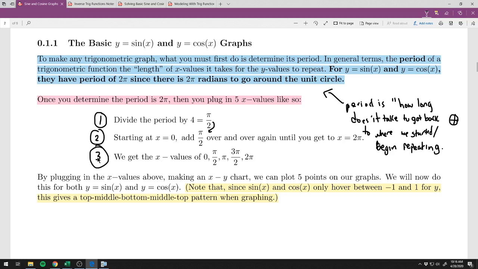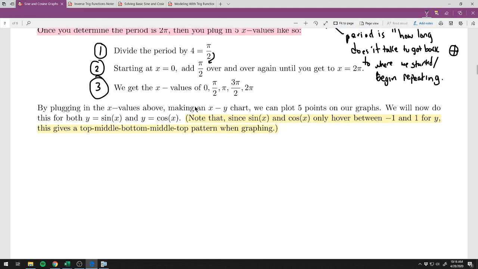And then we get these x values. So what you do is you gather the x values like that, and you make an xy or a t chart, depending on whatever you called it growing up. But whenever you learn to graph something very basic, like a line, you plotted a whole bunch of x values and you got a whole bunch of y values. So we take these x values, 0, pi over 2, pi, 3 pi over 2, and 2 pi. And we plug them into, I'll do cosine first, and we'll see how on the calculator sine is very similar.